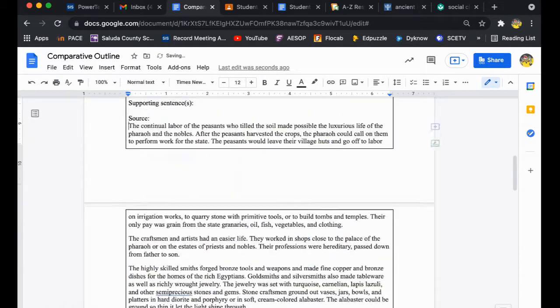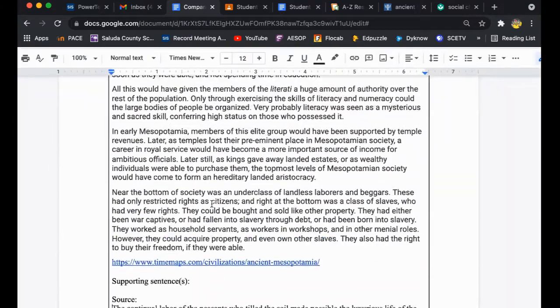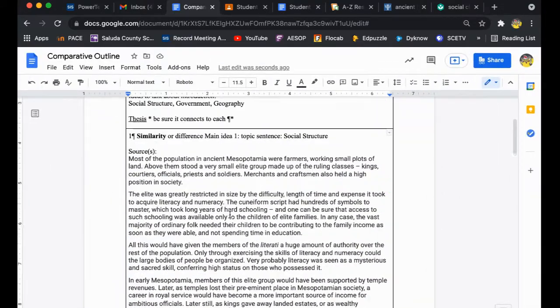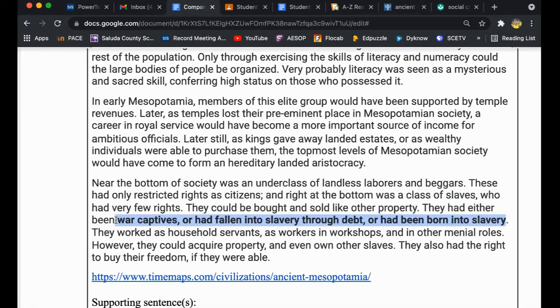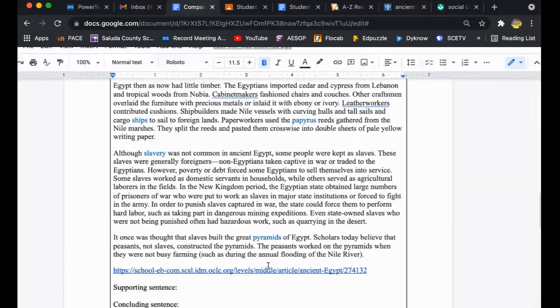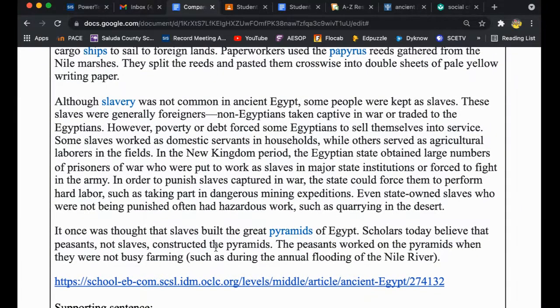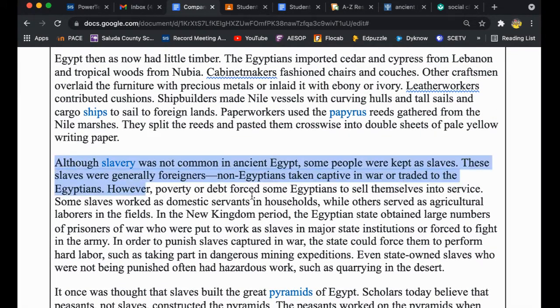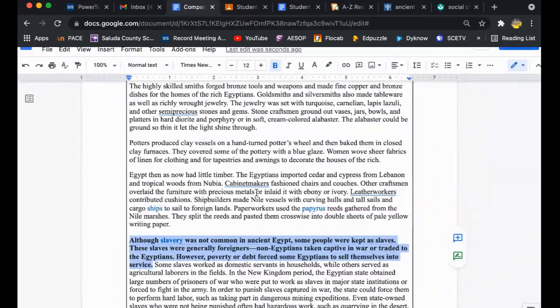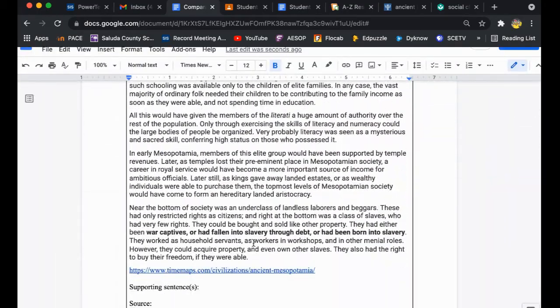All right. So I'll read this and try to think of what makes this either similar or different compared to this. All right. So like for example, I noticed if I was making a case for some type of similarity, I could talk about how they had slavery. But they were also saying it wasn't just war captives, it was also people who fell in debt. While they said the slaves here were captured somewhere. There it was. We'll see that. However, poverty or debt forced some Egyptians to sell themselves into service. So see, it was pretty similar. So Mesopotamia and Egypt were very similar, as in slavery.